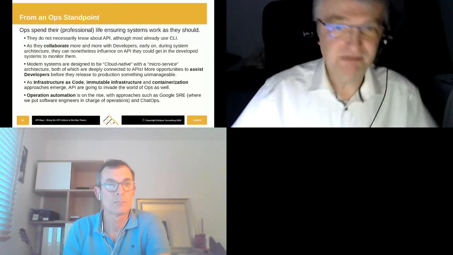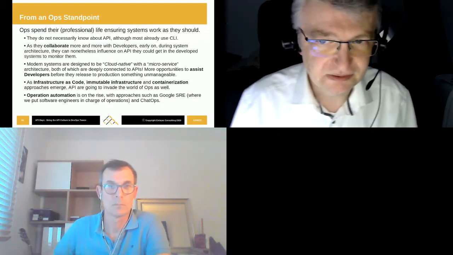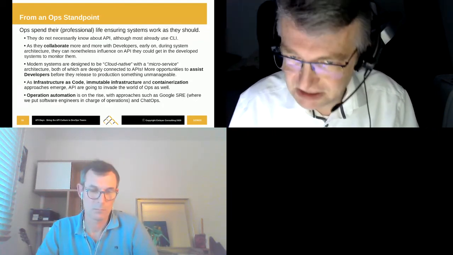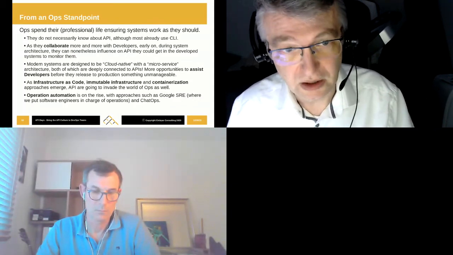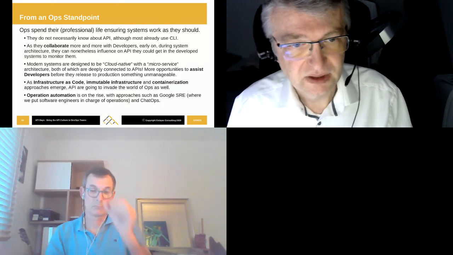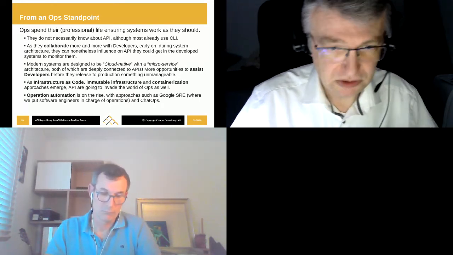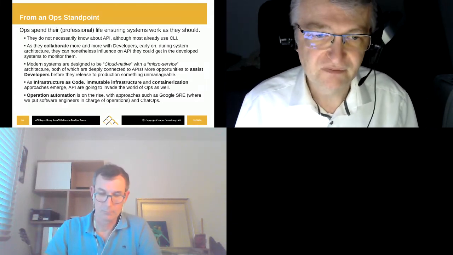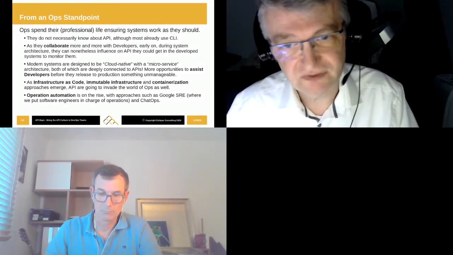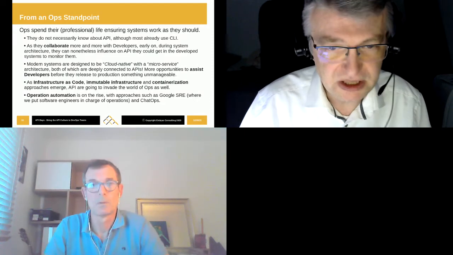Modern systems also, we have these silver bullets. My application is cloud native. I'm using microservices. Wow, great. And these things are deeply connected to APIs. And so as ops, we need to understand these APIs to be able to manage them. Also, concepts like infrastructure as code, immutable infrastructure, containerization, these things are there to stay, I would say. These approaches are new, but they're here for good. And they rely on APIs. So through these things, ops are going to be really close to APIs.